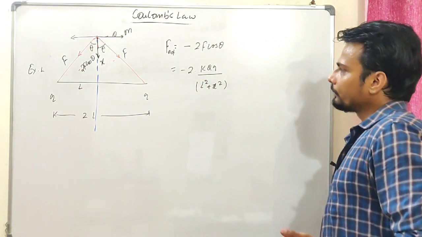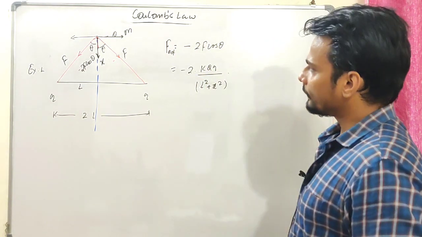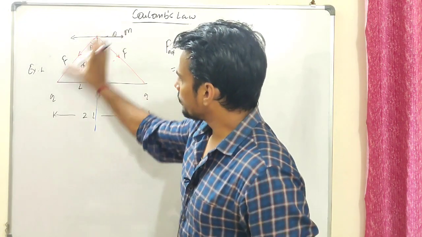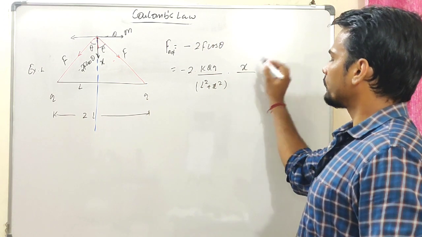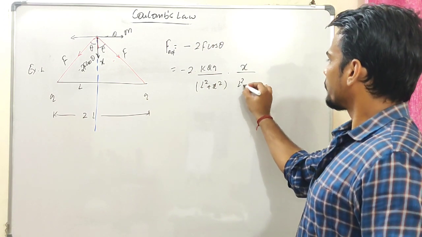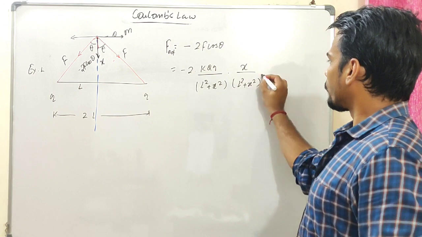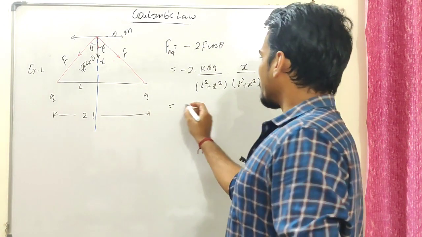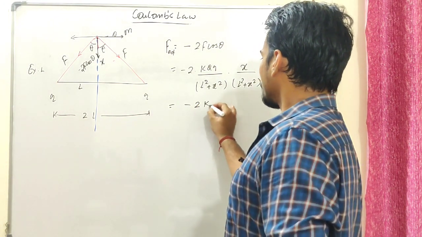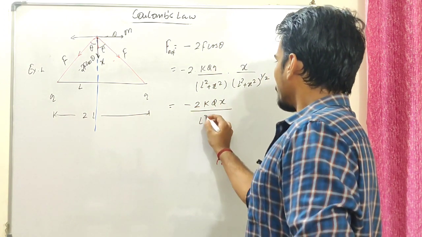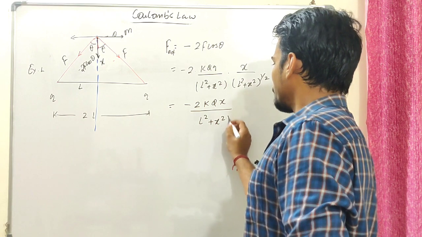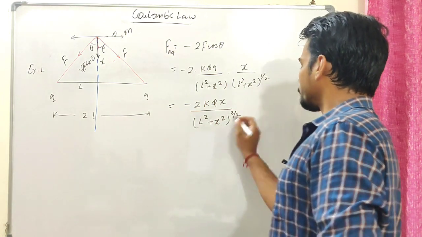Times cos theta. Well, cos theta should be how much? x over this distance R. That's going to be x over L square plus x square to the power of 1 by 2. So this is going to be negative of 2 times kq x over L square plus x square to the power of 3 by 2.